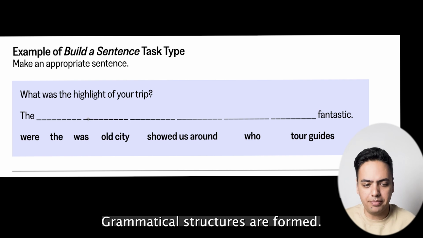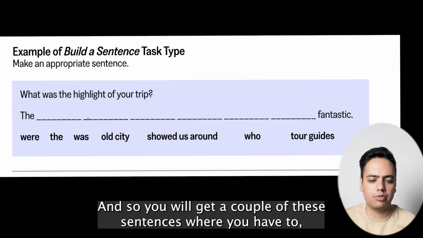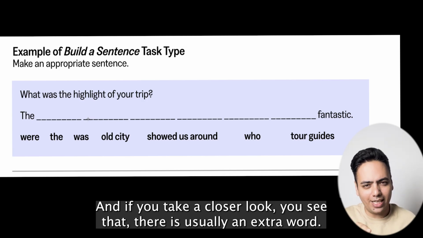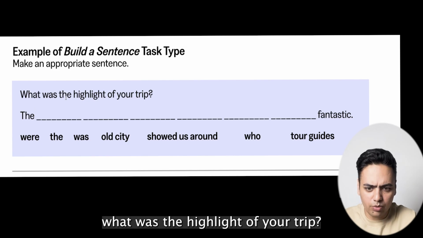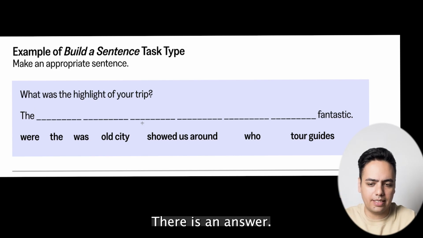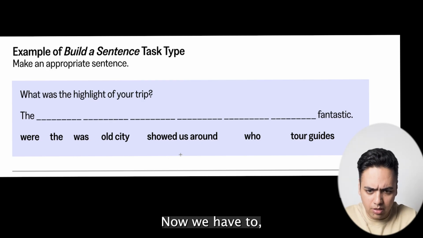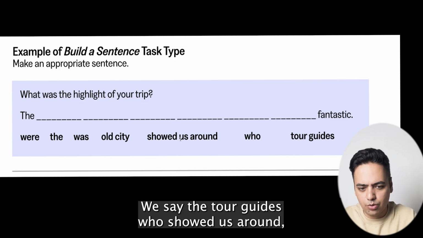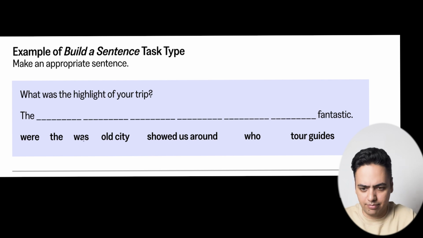grammatical structures are formed, and so you will get a couple of these sentences where you have to build using the words that are given to you. And if you take a closer look, you see that there's usually an extra word. So for example, here it says, what was the highlight of your trip? There is an answer. The blah, blah, blah, blah was fantastic. Now we have to put it together. Okay, we say the tour guides who showed us around the old city were fantastic.